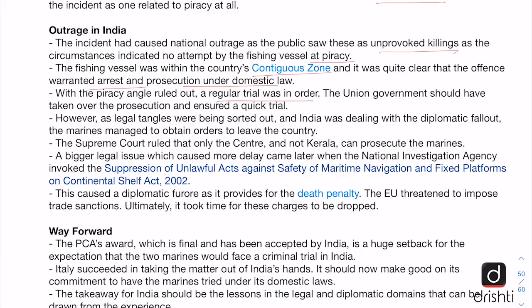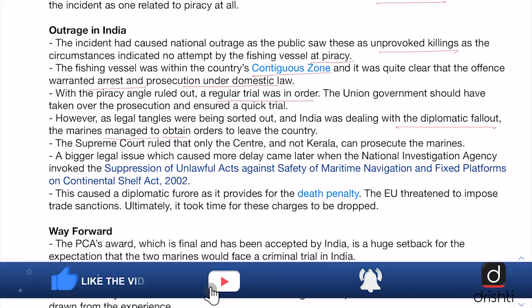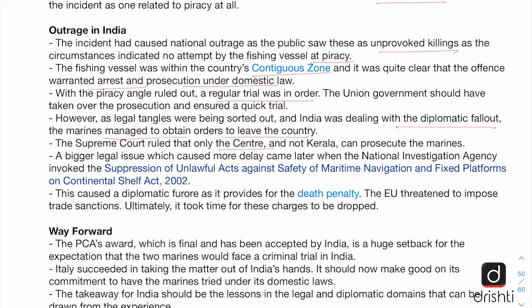But here comes the weakness of the Indian state. Rather than ensuring a quick trial, the Union government delayed its response. And also the Indian criminal justice system is known for the long drawn cases. The Supreme Court wanted a special court to be set up, but it never saw the light of the day. Also, there was failure on the diplomatic front as well, where the Marines managed to obtain orders to leave the country. Also, the Supreme Court ruled that only the centre and not Kerala government can prosecute the Marines.